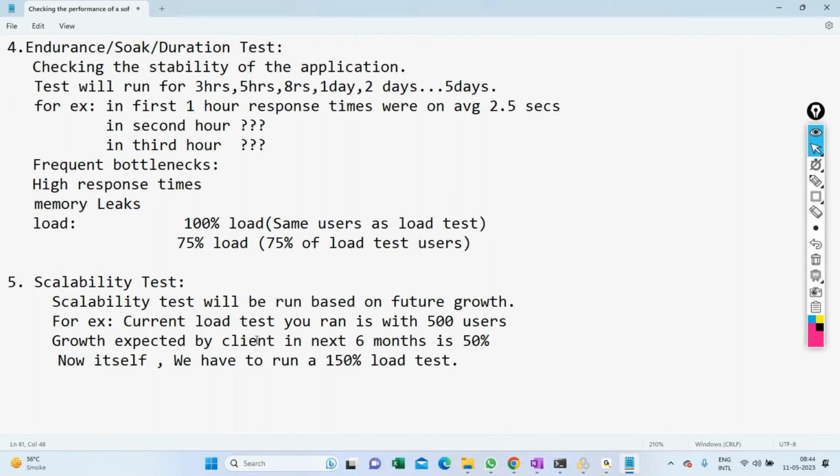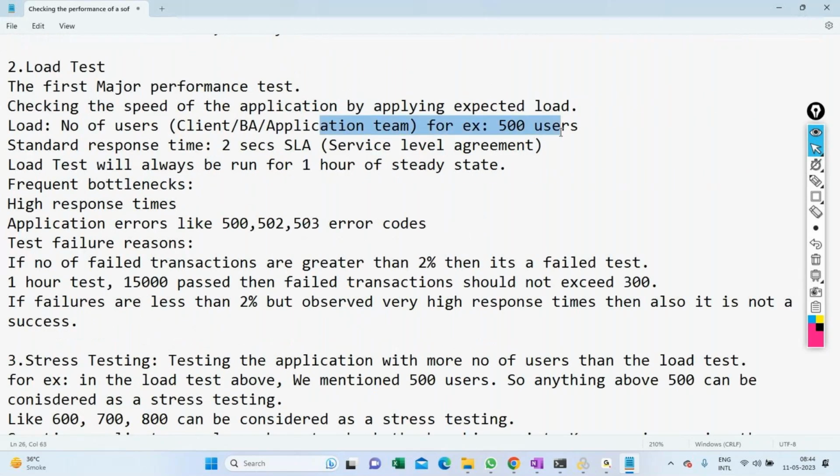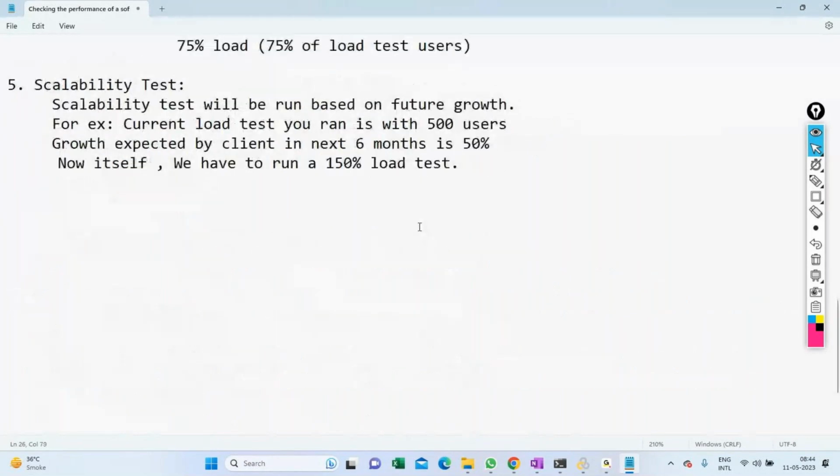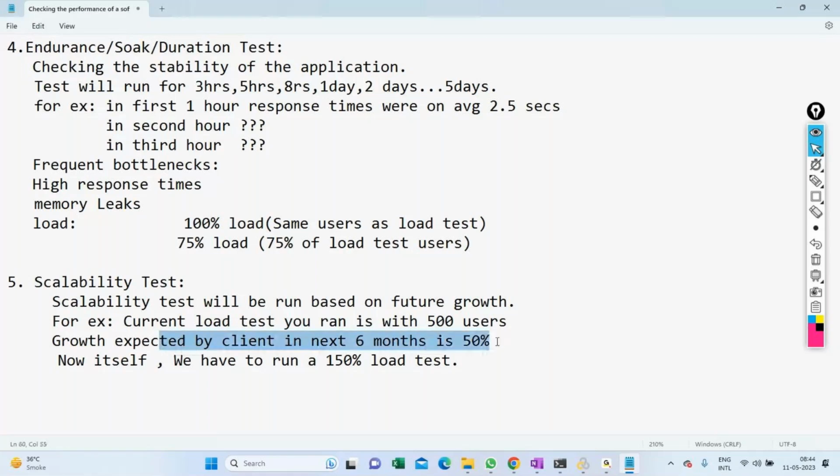Normally, whatever the load test you run, you can call it a 100% load test. This is the max number of users that the client assumed. So in the next 6 months, the growth is expected by 50%. That means now itself you have to run a 150% load test. That is 750 users. See, what is 50% of 500? 250. So 250 plus 500, 750 users. Now itself you have to run.